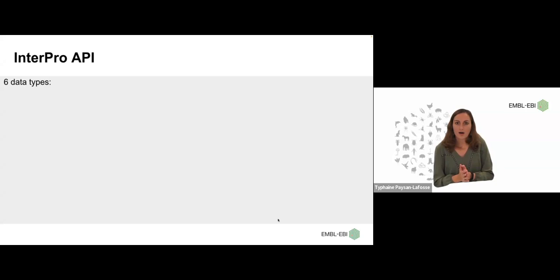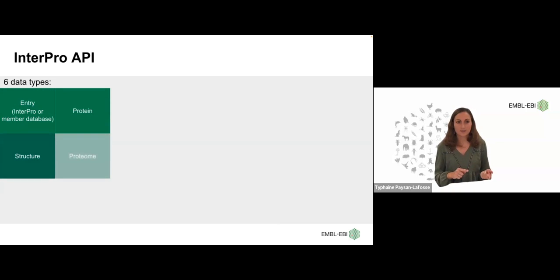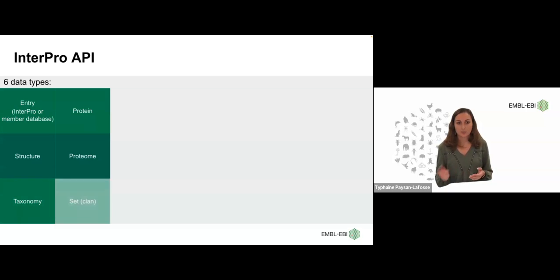For those of you who are interested in accessing InterPro data programmatically, we have the InterPro API, which divides the InterPro data in 6 different types. We have the entry type, which refers to InterPro and member databases. We have the protein type, the structure, which refers to PDB structures, proteome, referring to the UniProt reference proteome, the taxonomy, and set or clans, which are groups of models, predictions from those proteins that are evolutionarily related, but not related enough to be put in the same entity.